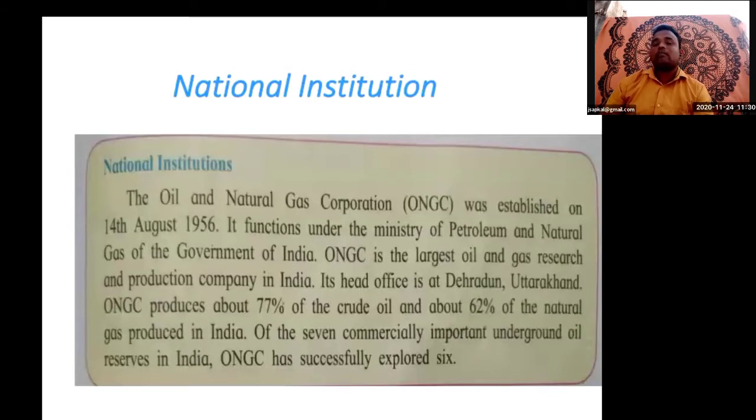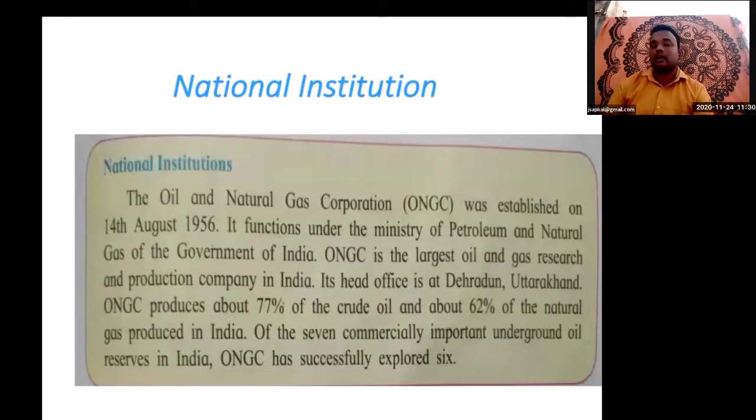Now, it is a large oil and gas research and production company in India. Its head office is in Dehradun, Uttarakhand. ONGC produces about 77% of the crude oil and 62% of the natural gas produced in India. Of the 7 commercially important underground oil reserves in India, ONGC has successfully explored 6.